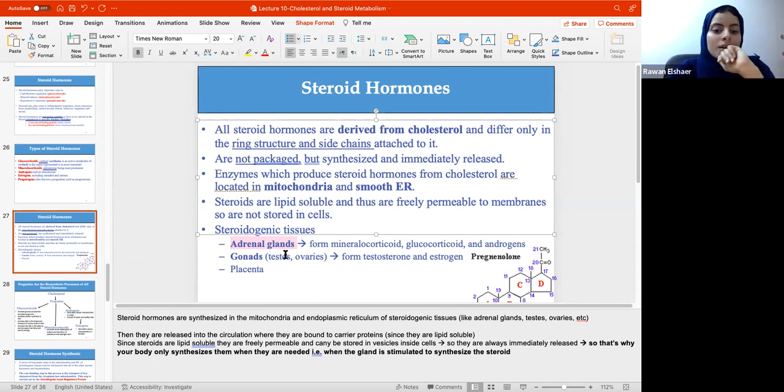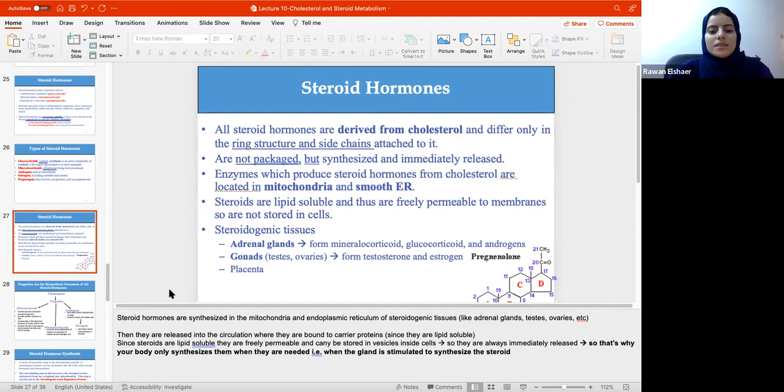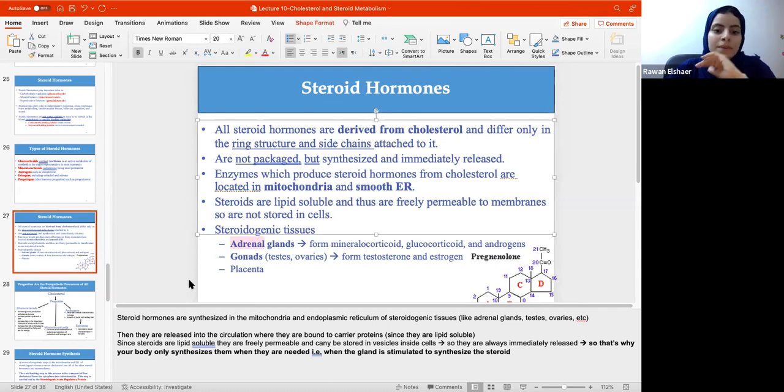And gonads, like the testes and ovaries, they produce the testosterone and estrogen. And placenta, in case of pregnancy, also produces, if I'm not mistaken, progesterone, okay? And I think it produces estrogen as well. But that's during pregnancy, you don't need to know it. What you need to focus on is the adrenal glands, okay?